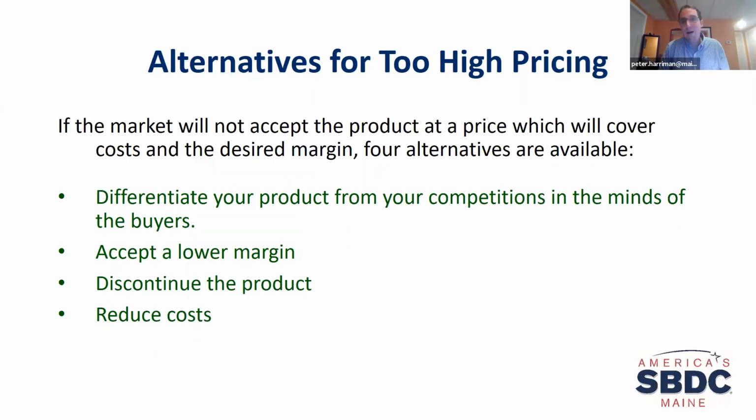Now, what happens on the other end, if your price is too high? If your market is not accepting the product, then you're going to have to work on differentiating your product from your competition in the mind of the buyer. So is your product a better quality? Is it more personalized? A lot of companies I've been seeing have things like, what I saw on a pickle jar, that it was gluten-free.